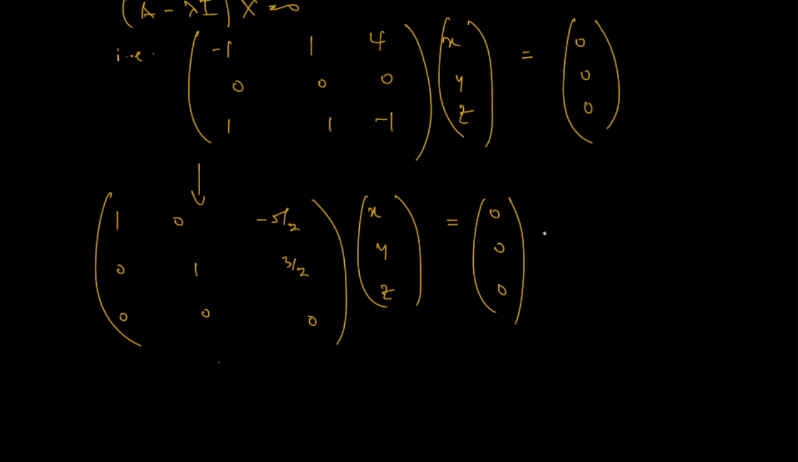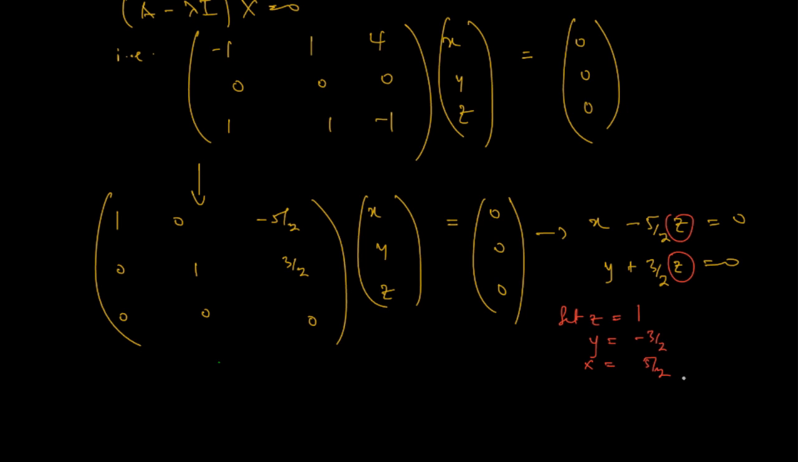When we write this in equation format, 1 times x is x, 0 times y is 0, and negative 5 over 2 times z, so x minus 5 over 2 z equals 0. For the bottom, we have y plus 3 over 2 z equals 0. You observe that the free variable here is z. So we set z equals 1. When we set z equals 1, our y equals negative 3 over 2, and our x equals 5 over 2.